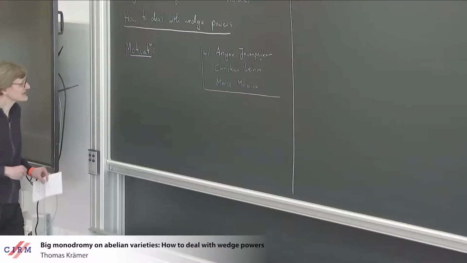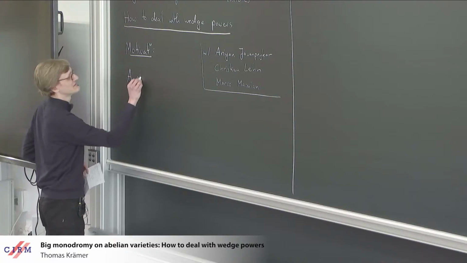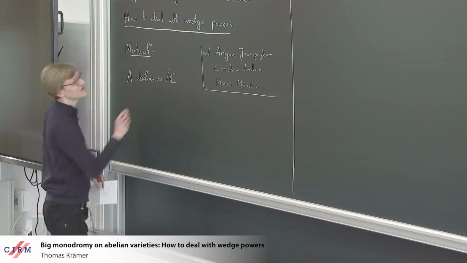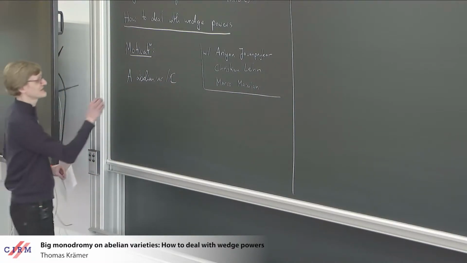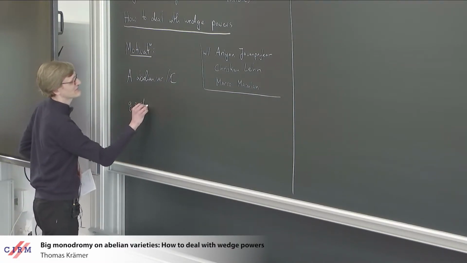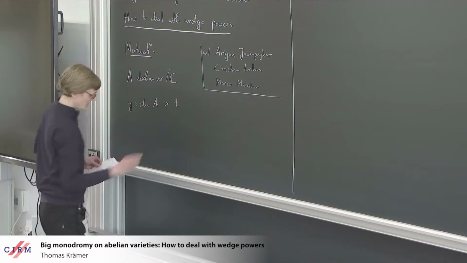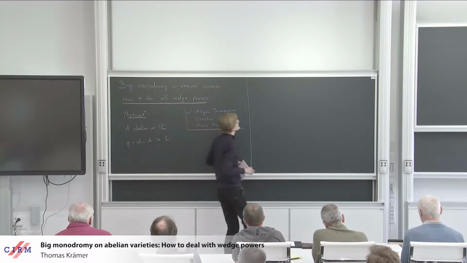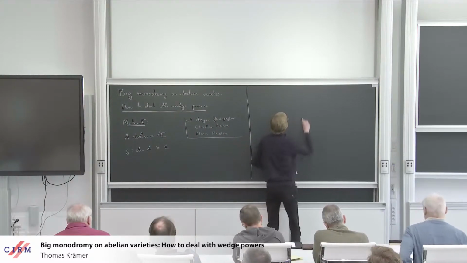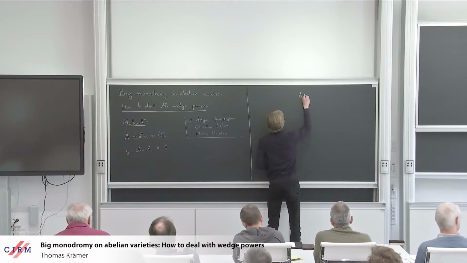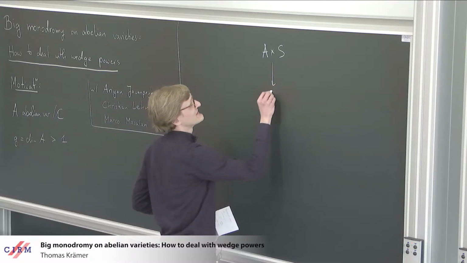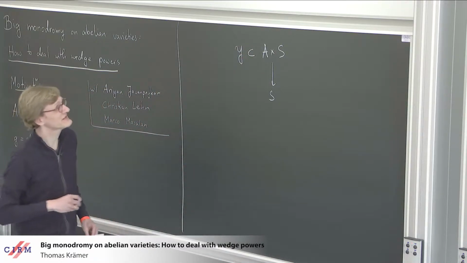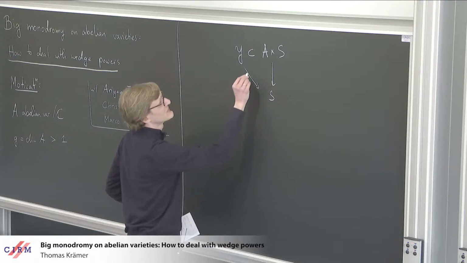is the following setup. So we start with an abelian variety over C. So a complex vector space modulo a lattice, a dimension of A is bigger than 1. And we look at families of subvarieties in there. So this means you take, say, inside the product A times S over S, you look at the family of subvarieties, which is varying. And we assume this to be smooth.